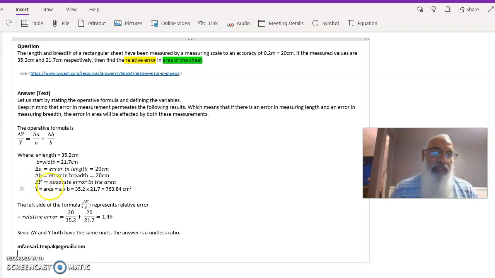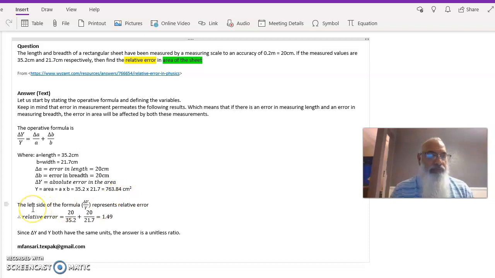Okay, delta y is defined as the absolute error in the area. So once you do multiply the values and once you do take into account the uncertainties, the amount of error or uncertainty in the area, the total value of that uncertainty is given as delta y. Okay, and then y is of course the area based on the values measured, which is A times B from here. A is 35.2, B is 21.7, and it comes out to 763.84 centimeters squared.